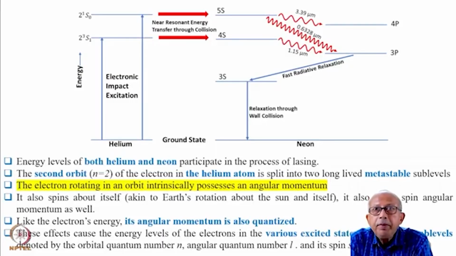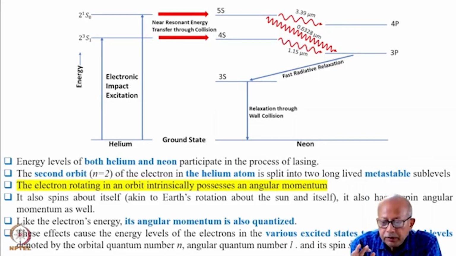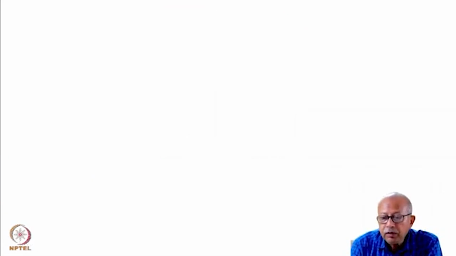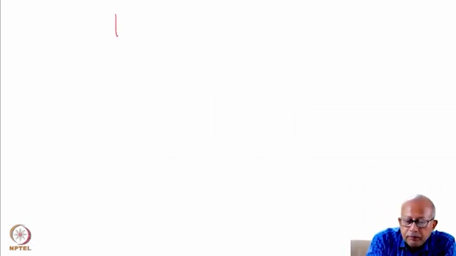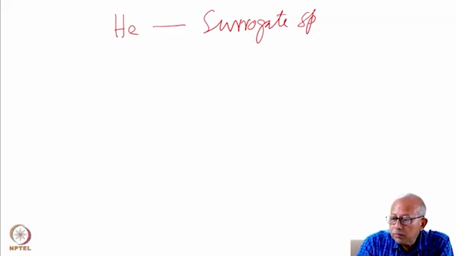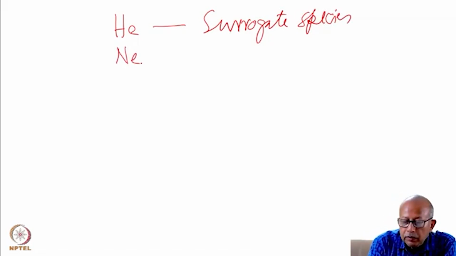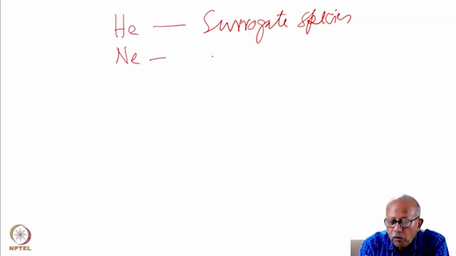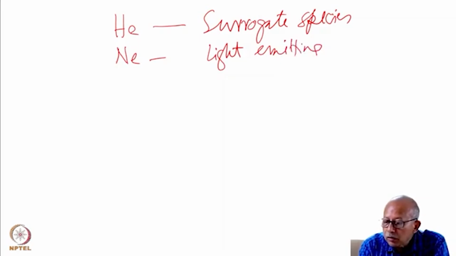Alright, in the previous class, we have seen that in the operation of a helium-neon laser, helium serves as the surrogate species, while neon performs the role of the light-emitting species.